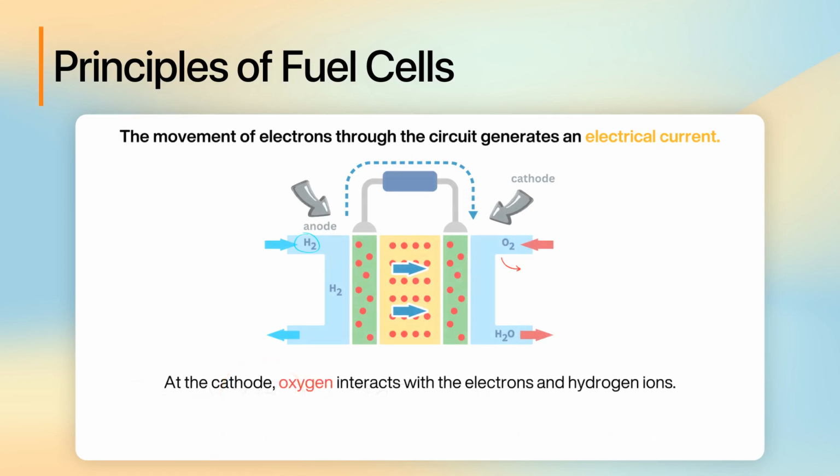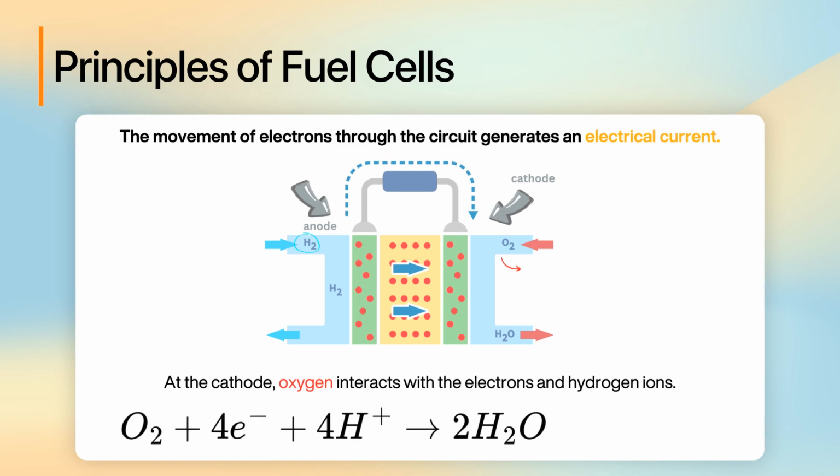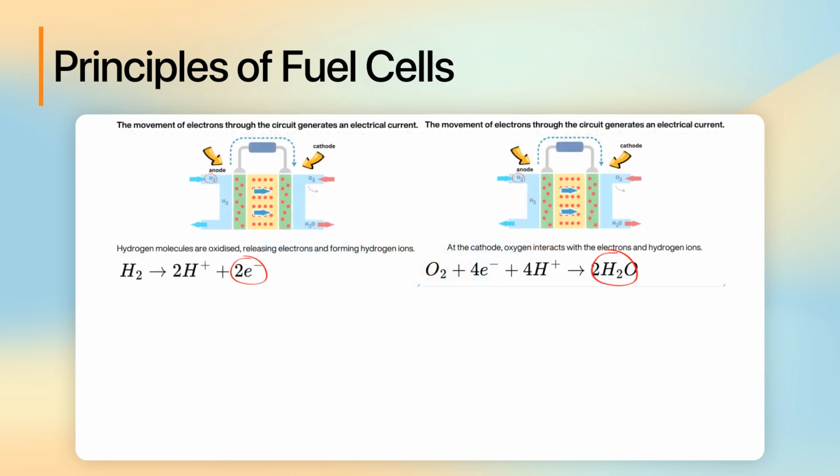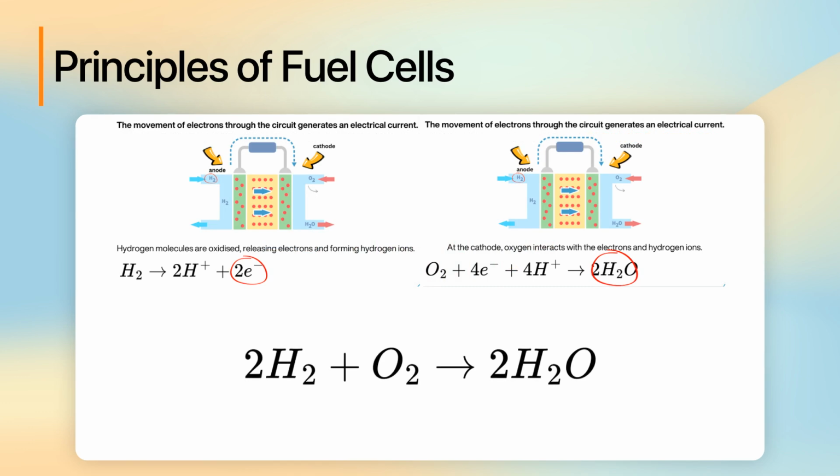At the cathode, oxygen from the air interacts with the electrons, which have reached it through the external circuit, and hydrogen ions, which have reached it through the electrolyte. This reaction produces water as a byproduct and is shown by this equation. When we combine the reactions from the anode and the cathode, we get this overall reaction for the hydrogen fuel cell.